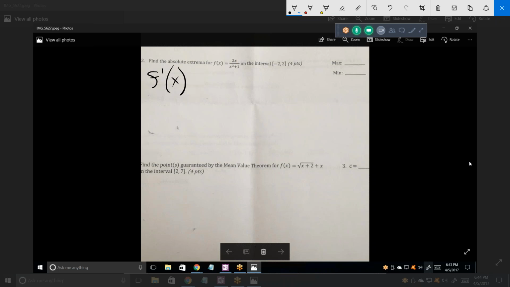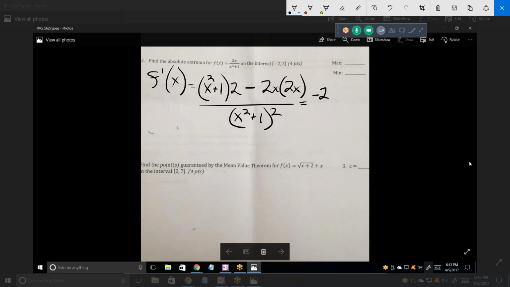Well, give me the first derivative. So it would be x squared plus 1 times 2, minus 2x times 2x, over x squared plus 1 squared. Which I think we're going to basically be able to ignore, that denominator. Let's see, we get 2x squared minus 4x squared. So we have a minus 2x squared plus 2.